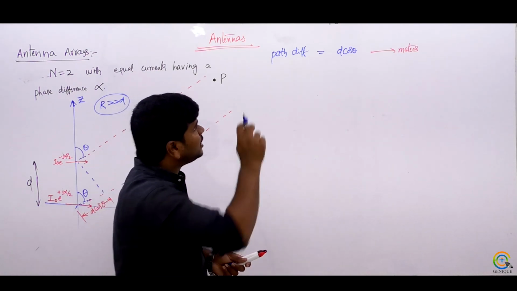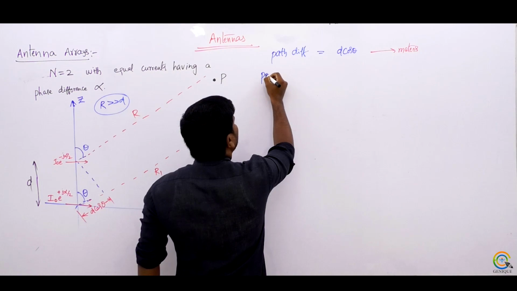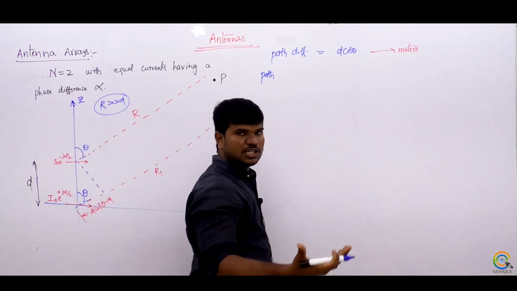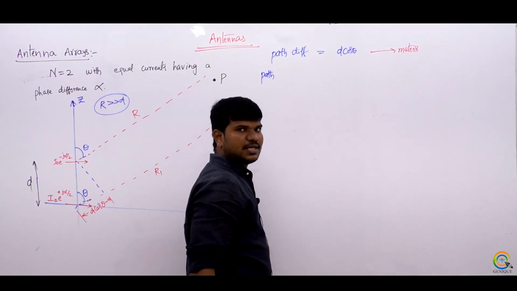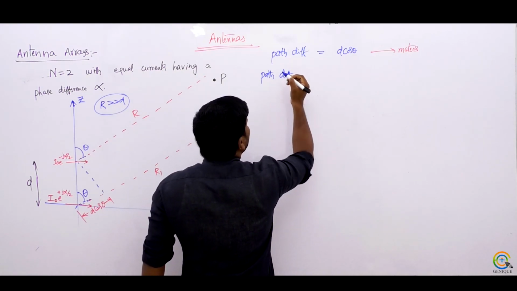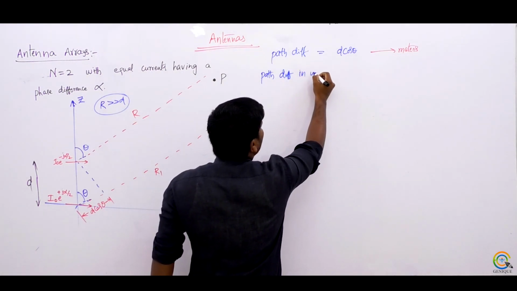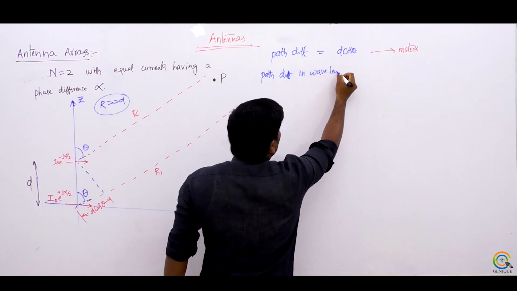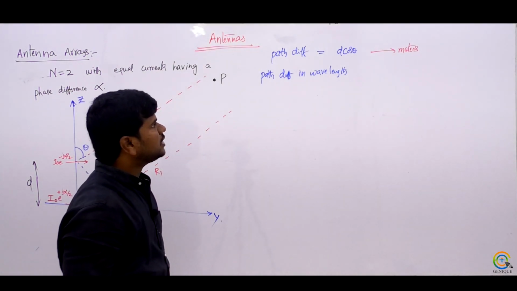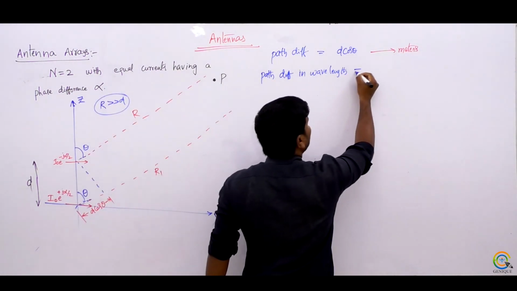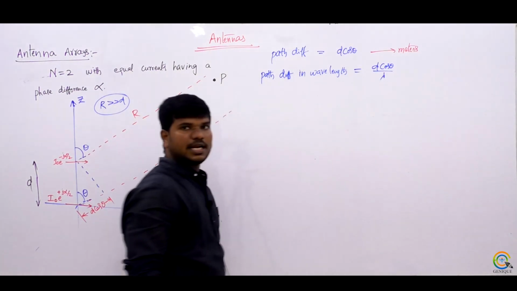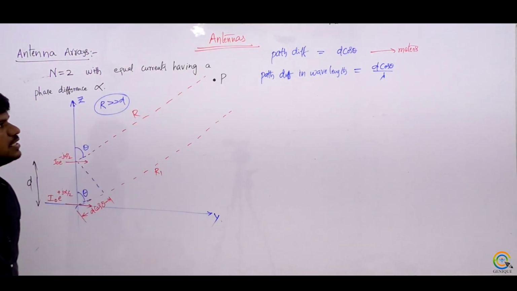So, what is the path difference in terms of, right? Generally, we represent the distances in terms of the lambda. In any transmission line system or also antenna systems, we talk about the path difference or a distance in terms of wavelength. Suppose if I want to mention the path difference in terms of wavelength, it is equal to d cos theta divided by lambda. So now this is the path difference.